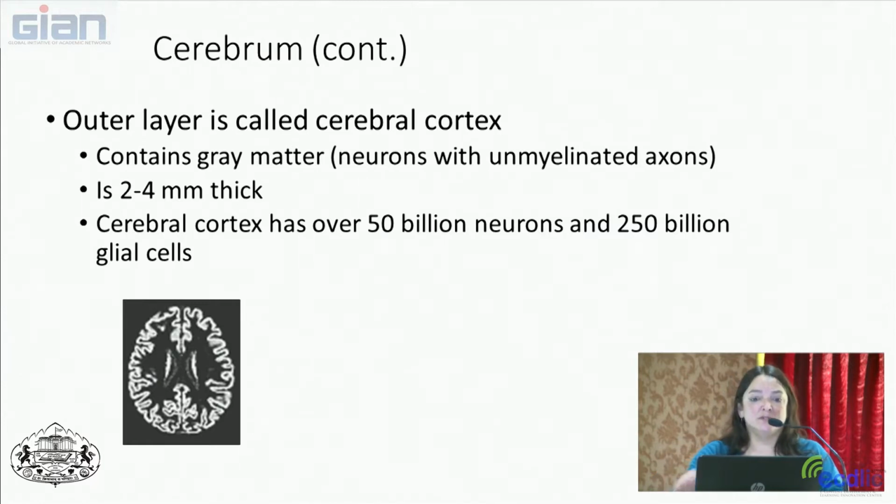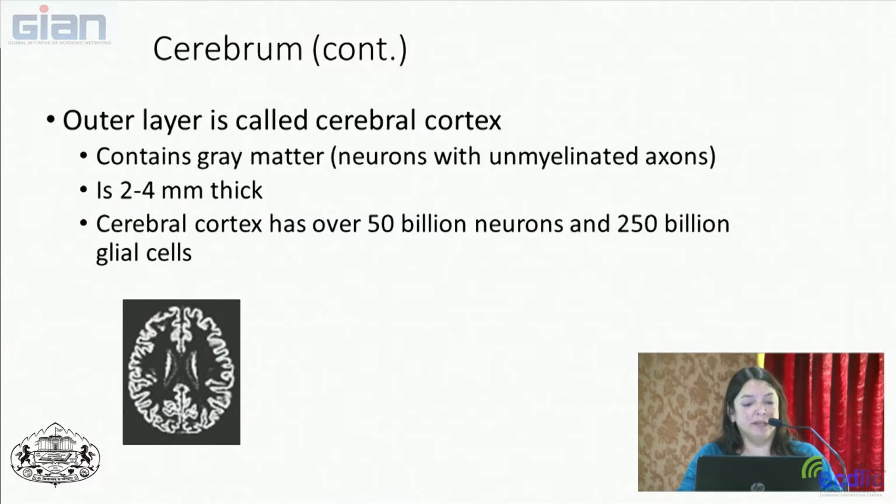Okay, so we're going to talk a little more about the cerebrum. The outer layer is called the cerebral cortex. And this is what contains an excessive amount of gray matter. These are neurons with unmyelinated axons. And this is an actual one of our brain images that has been divided into tissue types with a processing algorithm that we use when we do our processing of our images. And I just used this here to show you where the gray matter was located.